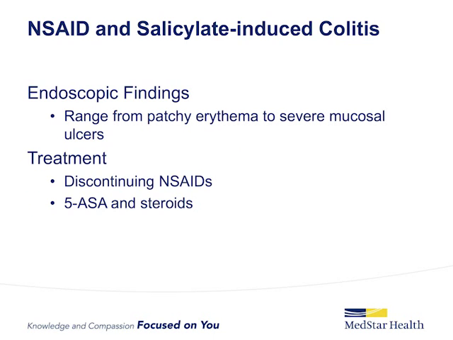Patients with NSAID or salicylate-induced colitis will have endoscopic findings ranging from patchy erythema to many severe mucosal ulcerations. Treatment for this type of non-infectious colitis is discontinuing of the NSAIDs, as well as giving 5-ASA and steroid medications. Patients may require inpatient therapy, and many of these patients will have relapses. For those patients that develop chronic colitis, surgery may be indicated.